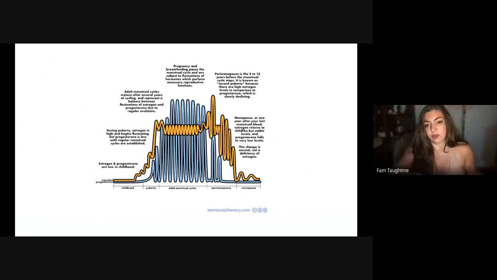And as you can see from the graph, what's happening during puberty is that estrogen and progesterone are low in childhood, but then estrogen starts to become high and fluctuate. And that's where the first physical development happens. And then progesterone is low until regular menstrual cycles are established. So that happens somewhere between 1 to 3 years later. And so that's how you can see the menstrual pattern developing during the menstrual years here.